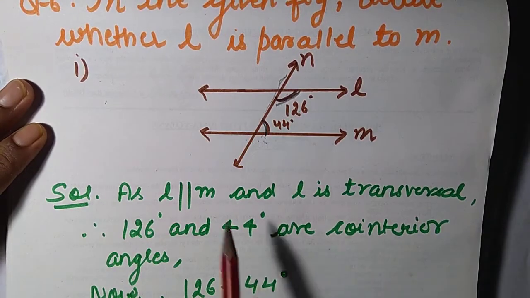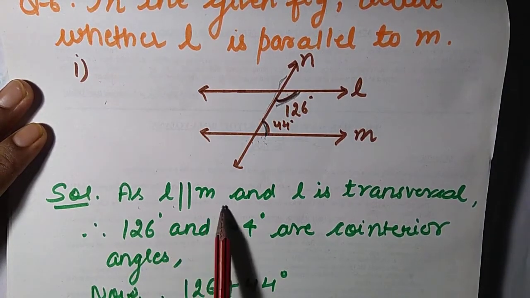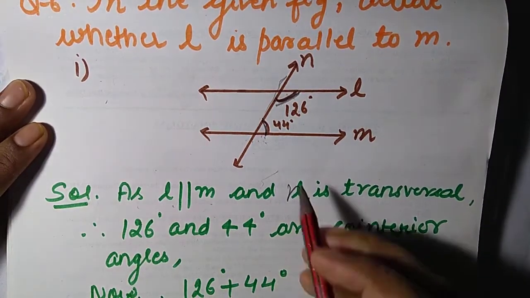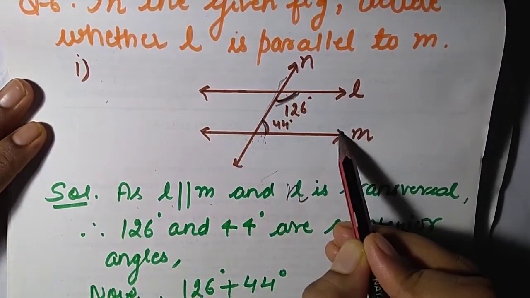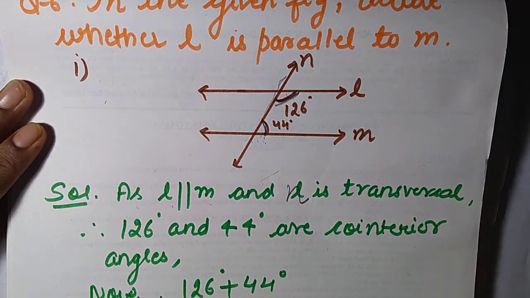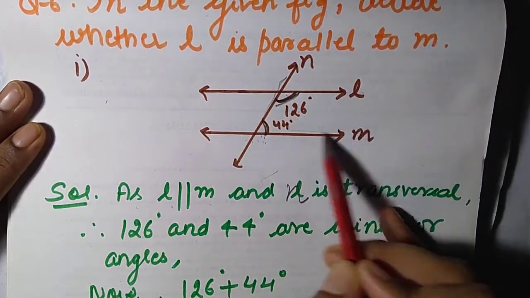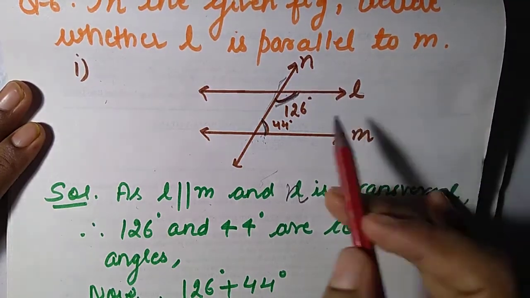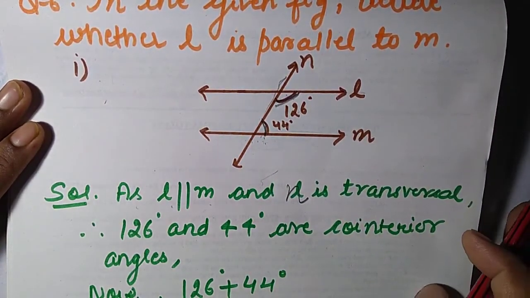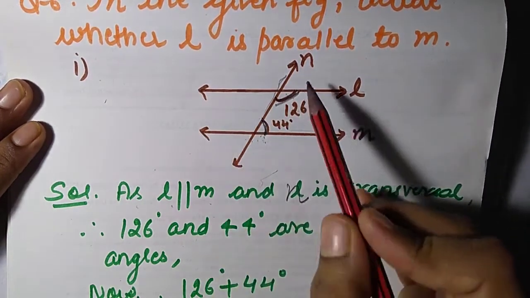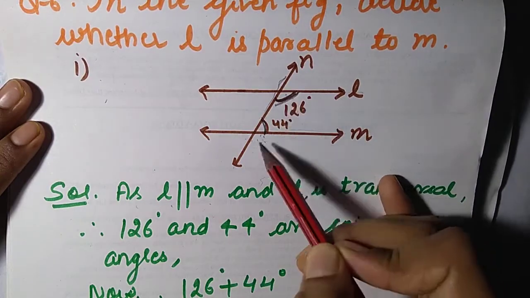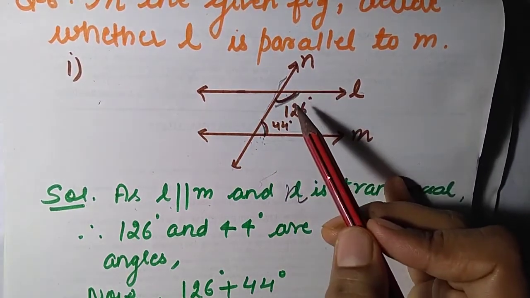So how do you have to write? As line L is parallel to M and N is a transversal, here it will be N. Because these are the 2 lines, we have to prove that these are parallel. We have to check whether these are parallel or not. Parallel we have to prove. These are 2 lines and this line is intersecting these 2 lines at 2 points. So it means N is a transversal.